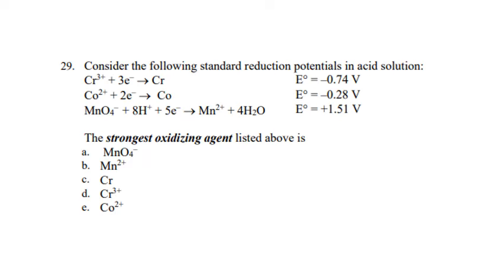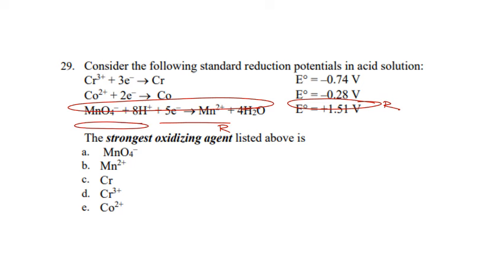Okay, in this question, consider the following standard reduction potentials in acidic solution, and they are asking for the strongest oxidizing agent. Oxidizing agent means that it is getting reduced. So which one will be reduced here? The highest reduction potential will get reduced. So this is the reduction. So we can see that MnO4 minus is the strongest oxidizing agent.